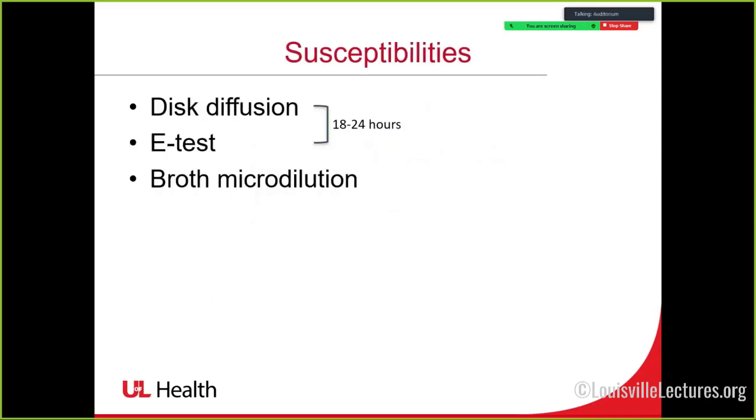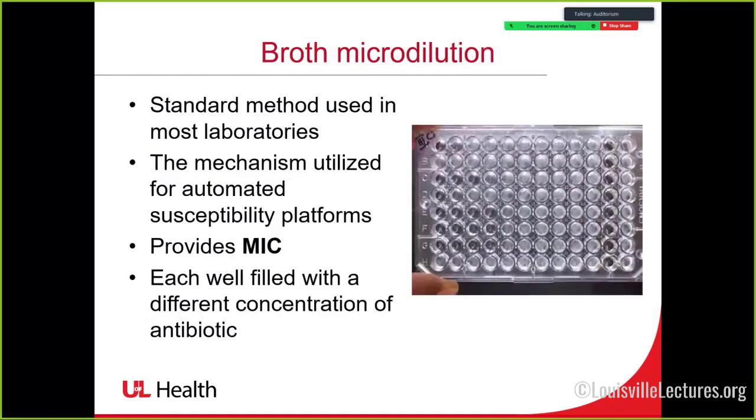All right, those take about 18 to 24 hours. Again, you have to wait for the growth, you have to wait for them to react to the antimicrobials and for that to be read. The next is broth microdilution. This is the fun one, I think. This is the standard in most laboratories, what most automated susceptibility testing models do.